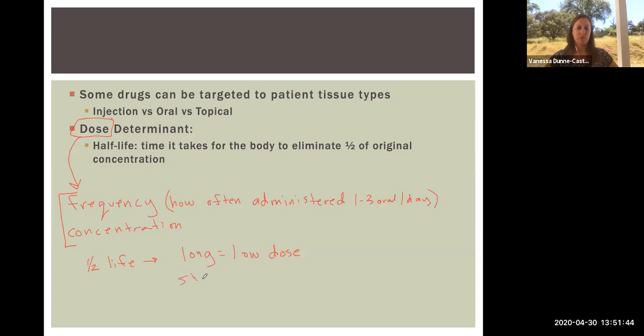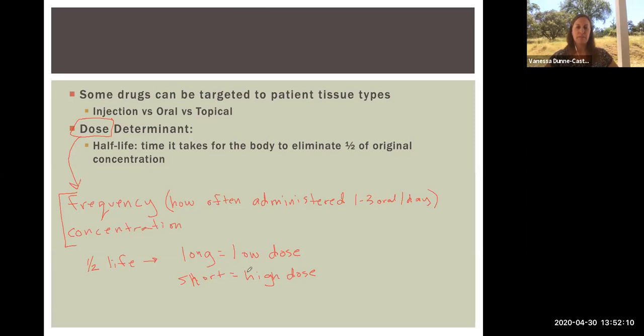If it has a very short half-life, that means you need a high dose. Either a high concentration or administered frequently. Usually for things that have a short half-life, you don't really want to mess with the concentration too much. If you recall back to our conversation about therapeutic index, the higher the concentration, the more likely that you're going to run into some toxic effects on the human.